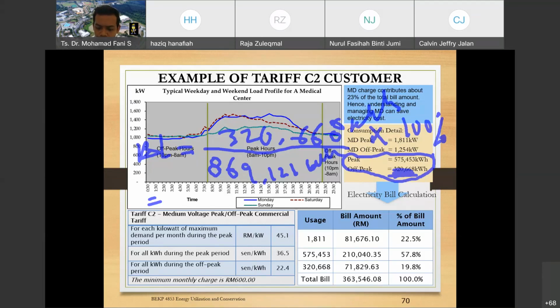But the base load percentage can also be calculated by dividing the MD off-peak over the total MD, or over the MD peak. So we can get the idea of the percentage of power consumption during the base load.